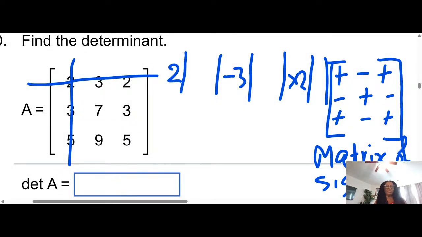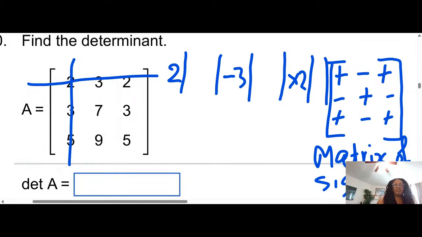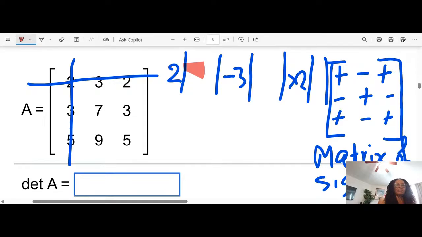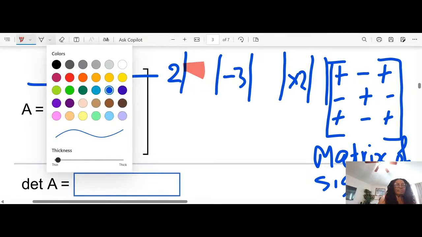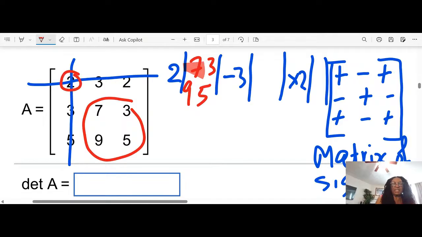So the first 2 by 2 matrix is 7, 3, 9, 5. Let me get another color. So the first 2 by 2 matrix is 7, 3, 9, 5. And how did I get this? The intersection of 2, everything I did not cancel, is the minor for 2.